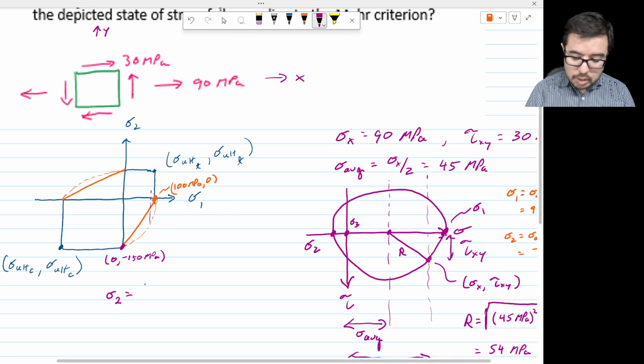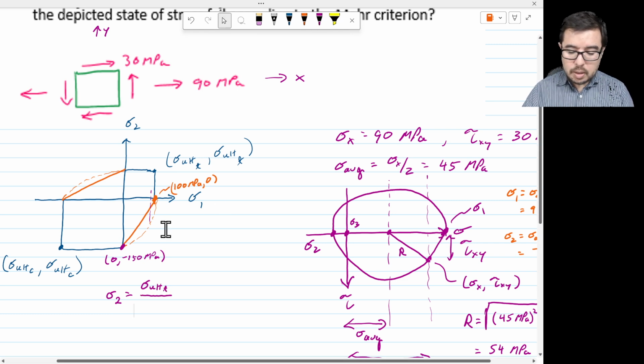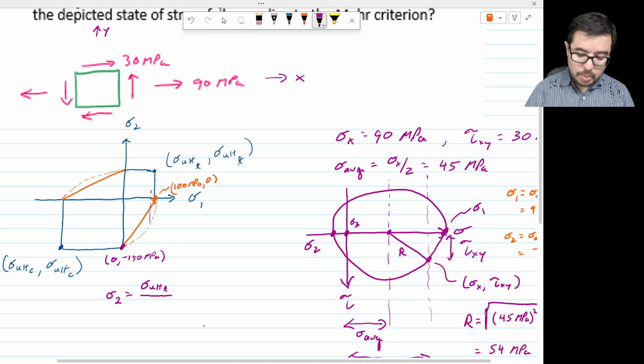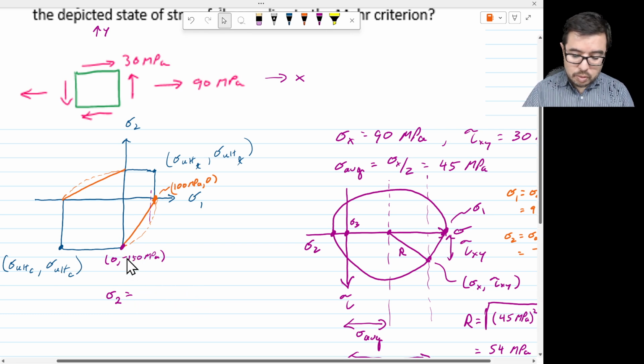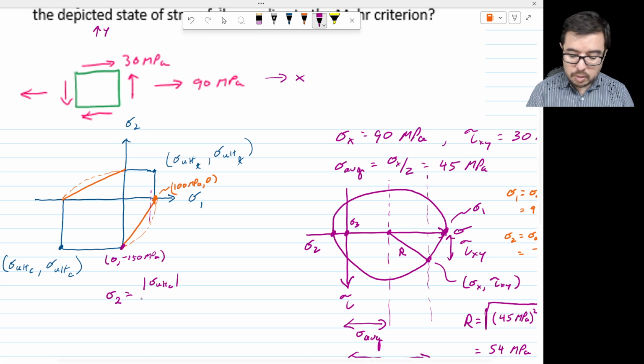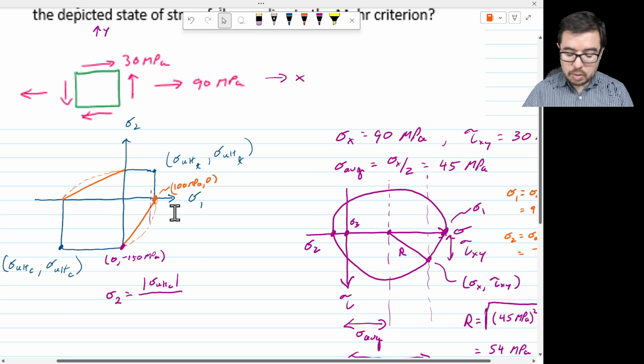So I don't know, I guess I'll just write it out generally first. Ultimate tensile strength. And the run, oh, I'm sorry, that's not correct, right? The rise, because it goes from minus 150 to 0. So the rise is going to be the absolute value of the ultimate compressive strength. Apologies. And the run is going to be 100 megapascals.